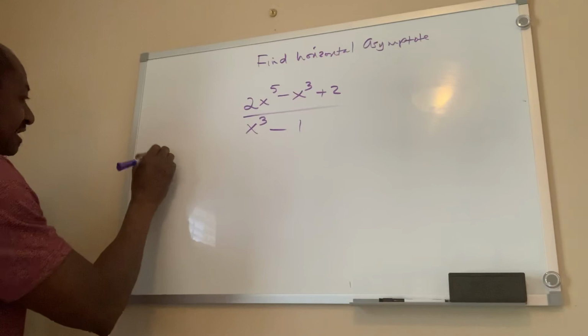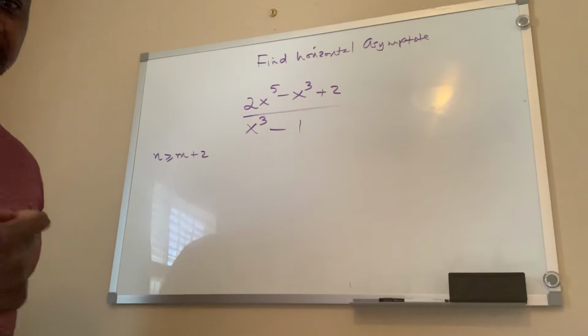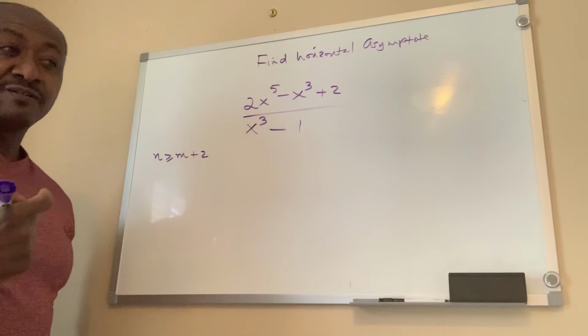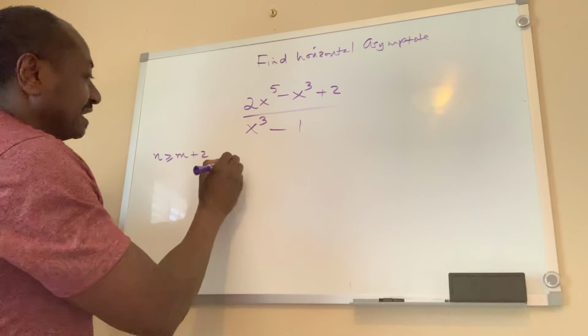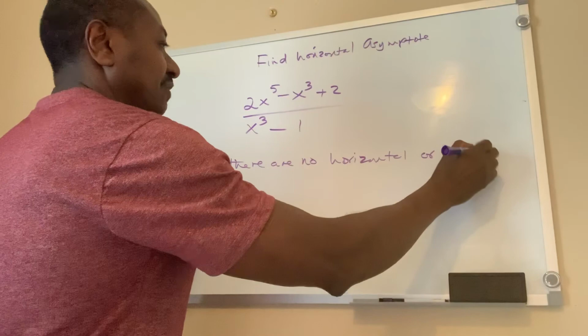n is greater than or equal to m plus 2, meaning that the degree of the numerator is 2 or more than the degree of the denominator. Here, if you look at it, the degree of the numerator is 2 more than the degree of the denominator. Okay? So, here, you rightly just say that there are no horizontal or oblique asymptotes, and you're done. Okay?